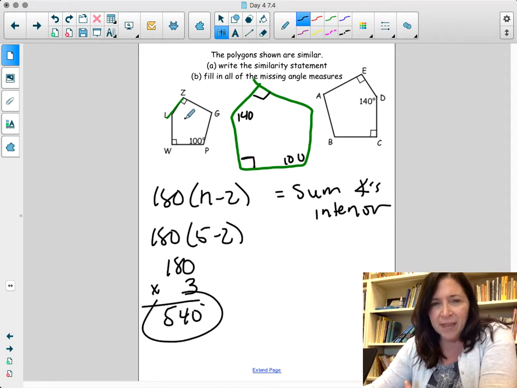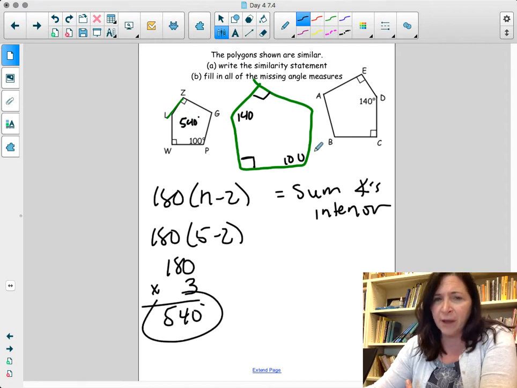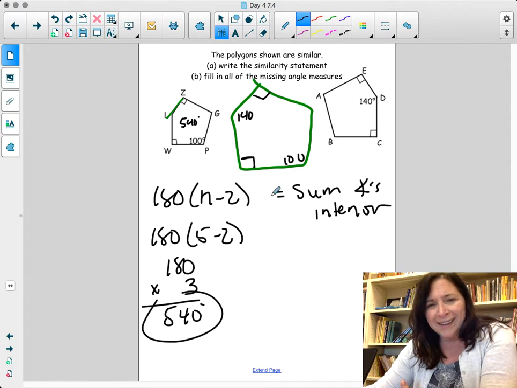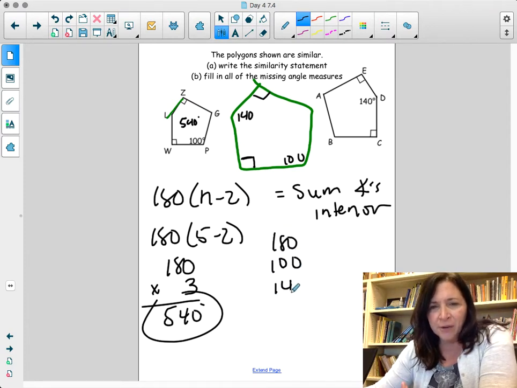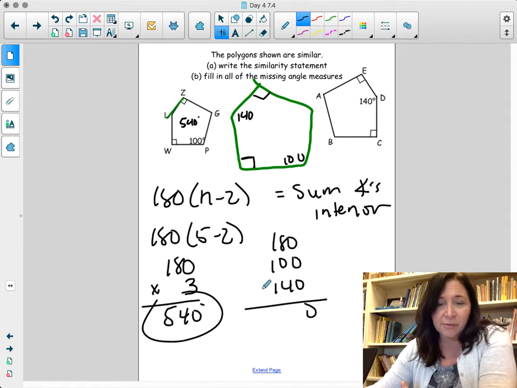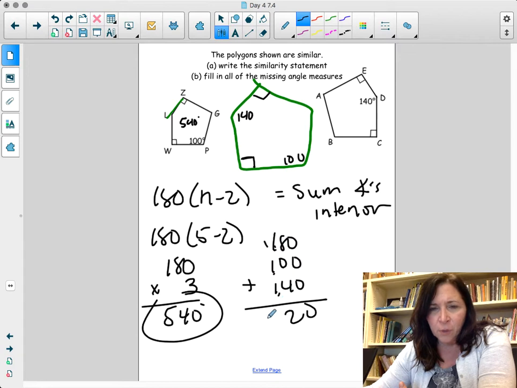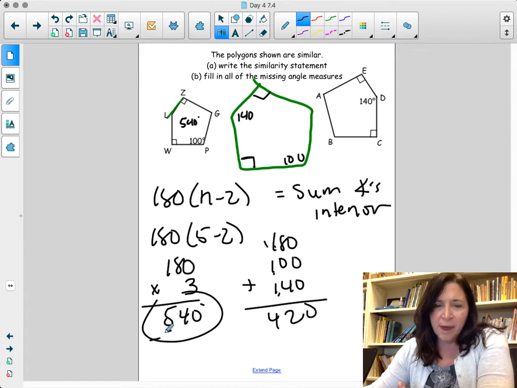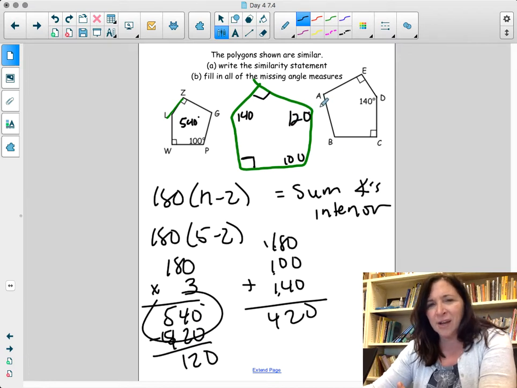So the sum of the angles in both of these triangles is 540. So 90 and 90, what's that, 180? You've got 100, you've got 140. So add 8, 12, 1, 2, 3, 4. So you got 420, subtract 420 here, you get 0, 2, 1. So the last angle is 120 degrees.